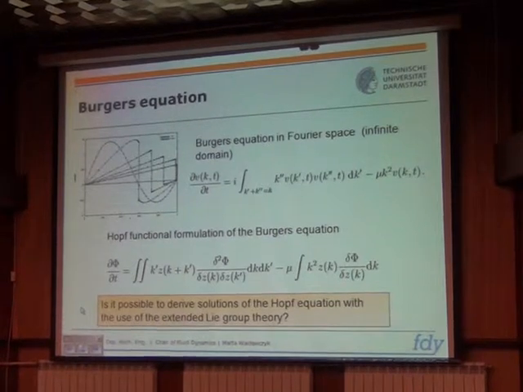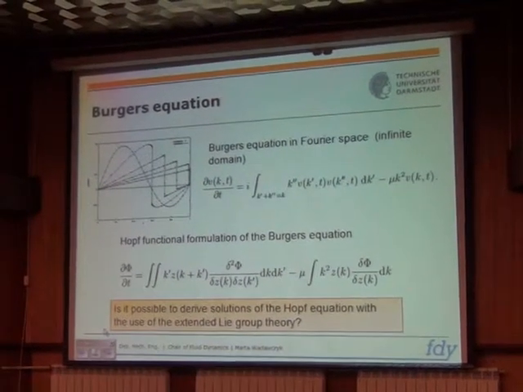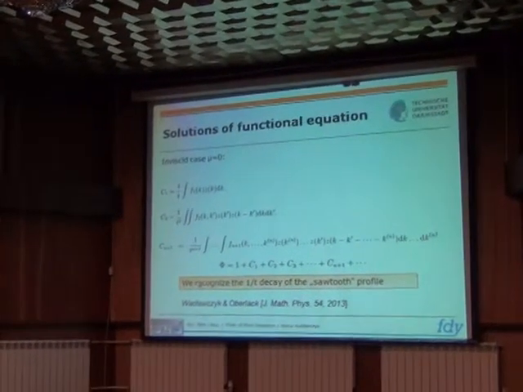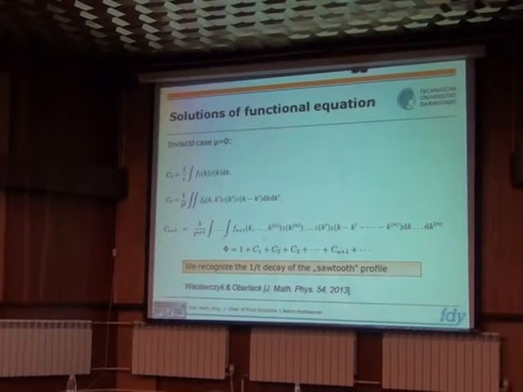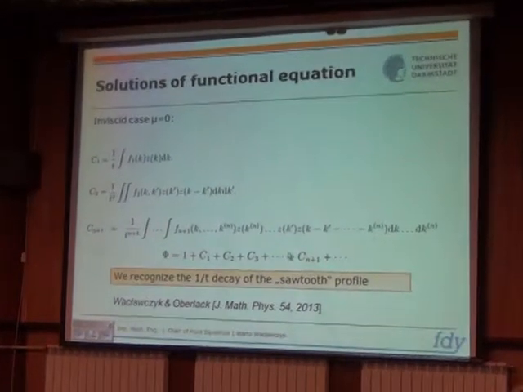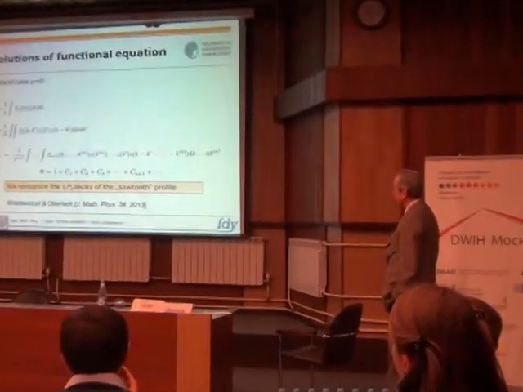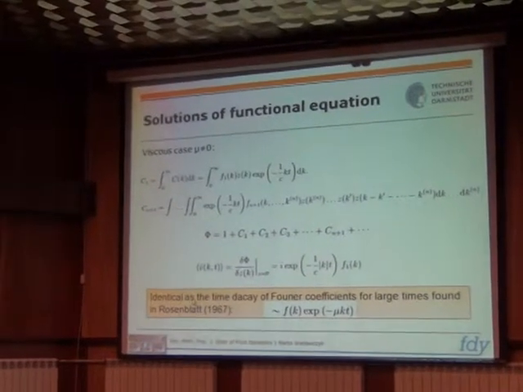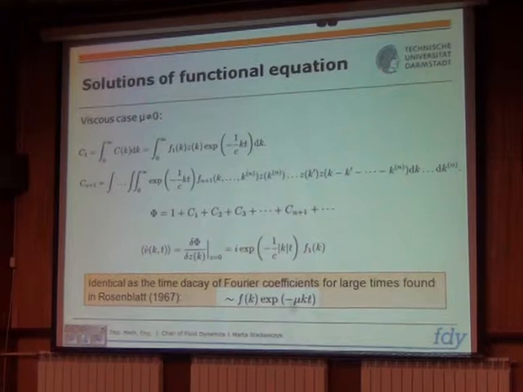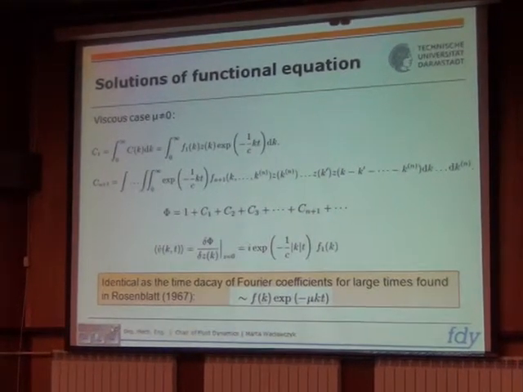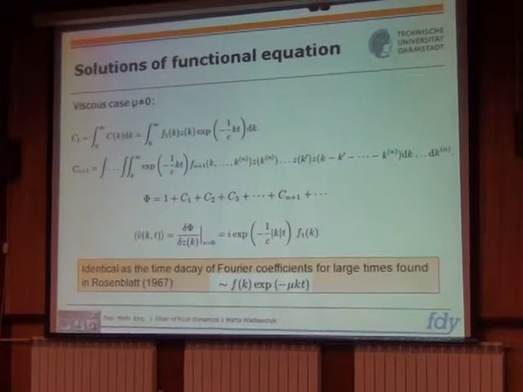So we applied the extended Lie group analysis to these equations, and after some calculations, it was possible to obtain two meaningful solutions. The first one has such a form. The characteristic functional is described as a sum of constants, which has such a form. And here we recognize the 1/t decay of the Sawtooth profile. Also, we obtained a solution for the viscous case, which was comparable to some other works on the Burgers equation. So it means that this analysis gives us some insight into the phenomena that we investigate.